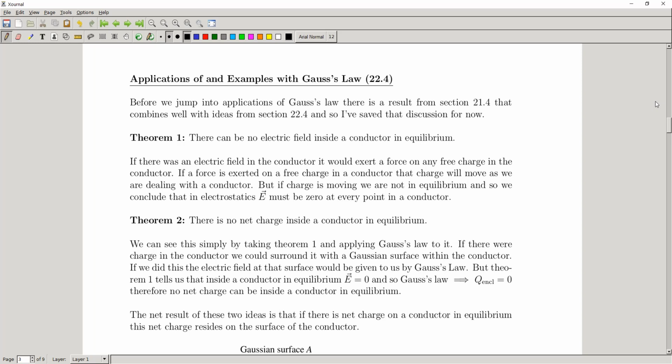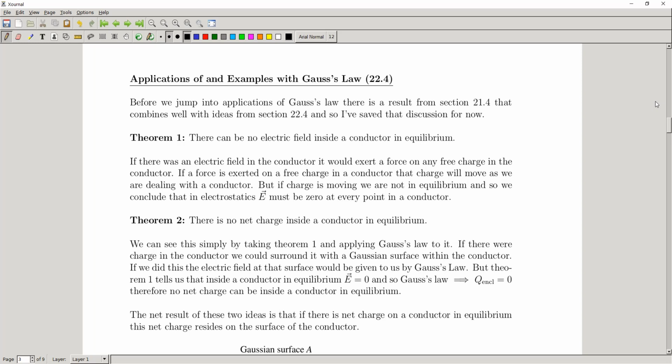Okay. And so what they talk about at some point in section 21.4 is that there can be no electric field inside of a conductor in equilibrium. So let's just unpack that mentally really quickly here. There's no electric field inside a conductor that is in equilibrium. So what do we mean by equilibrium? Well, we mean there's nothing happening. There's no charges moving in this conductor. So if there's no charges moving, there can be no electric field inside the conductor.